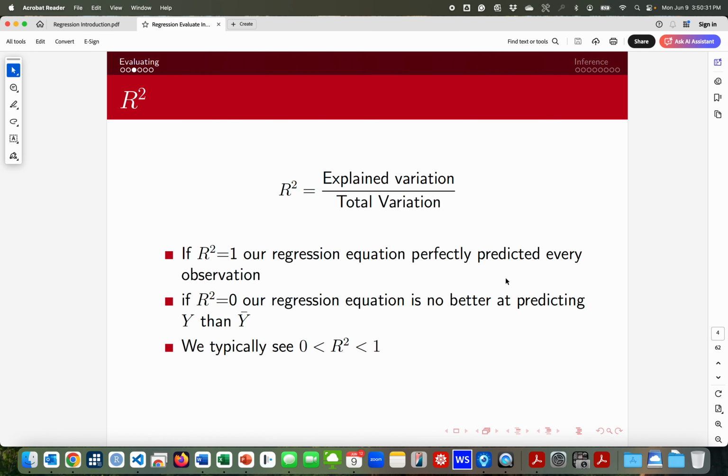We typically see an R-square somewhere between 0 and 1. What you have to be careful about, we'll talk about this in just a few minutes, is that your objective isn't necessarily to get the highest R-square.